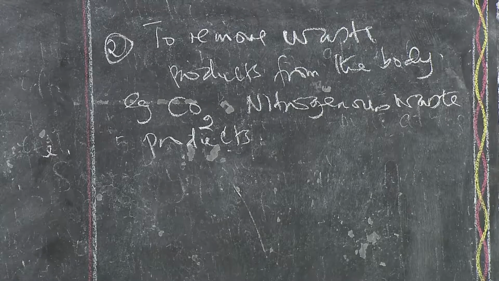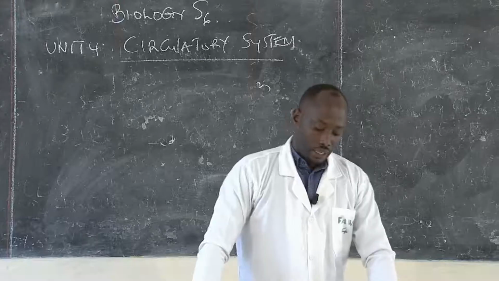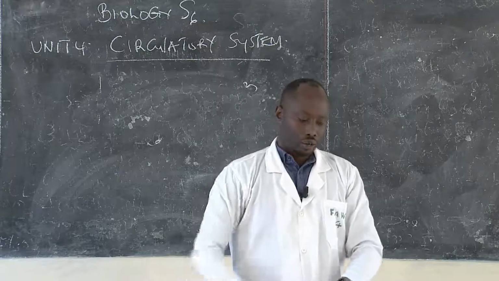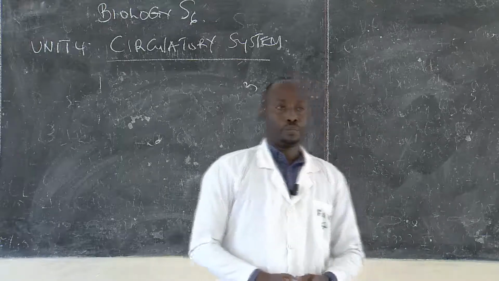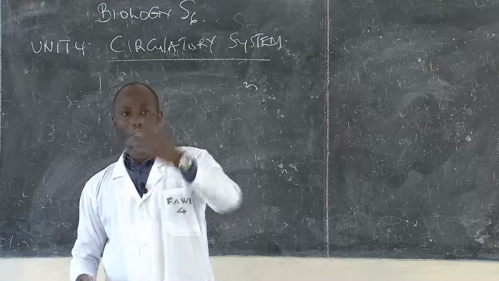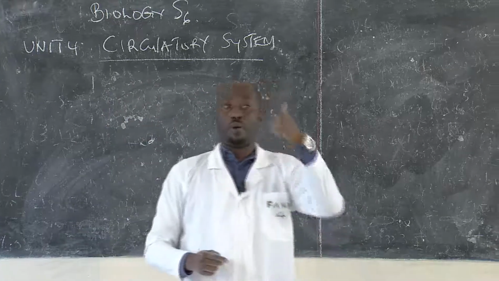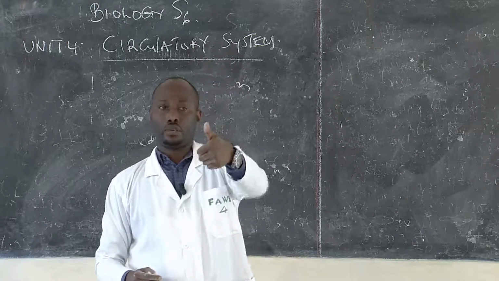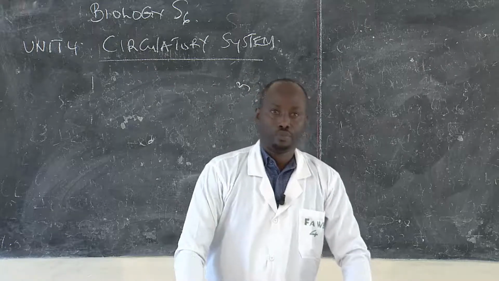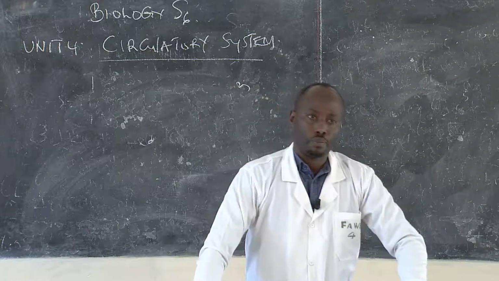In animals, there are two types of circulatory system. These are mainly the open circulatory system and the closed circulatory system. Most animals contain these two types of circulatory system. Think about it, and then tell me those two types. Number one is the open circulatory system. Number two is the closed circulatory system.